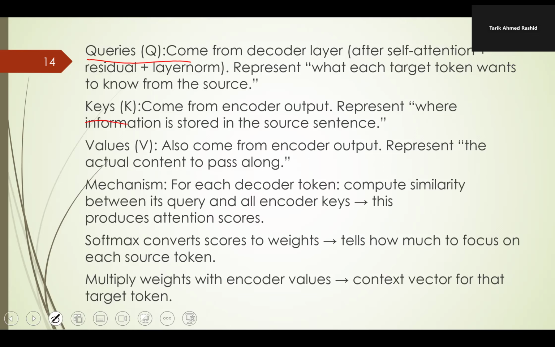This produces attention scores. And the softmax converts scores into weights, and each row should equal 1, and each row will tell you how much attention to focus on each source token. That's the idea. So multiplying the weights with the encoder values will give us a context vector for that target token.